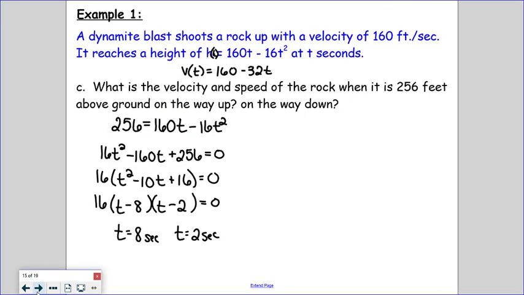So going back to answer our question here, on the way up, I'm going to use time equals 2 seconds. They asked for our velocity, so I'm looking for velocity of 2. I'm just plugging that into my velocity function.